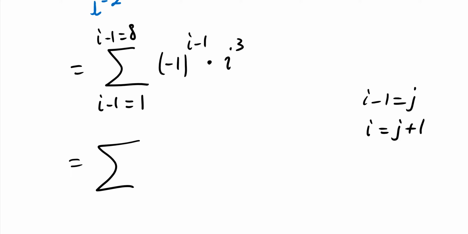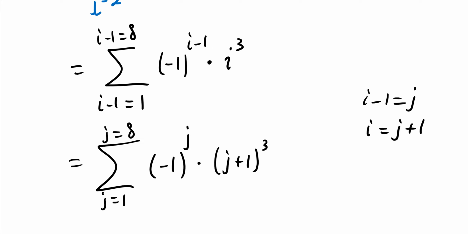So what do we get? i minus 1 is j, j equals 1 to j equals 8. Here negative 1 to the i minus 1 is j, times i is j plus 1 cubed. So everything was changed from i to j, where the index starts at 1. That's all we need.